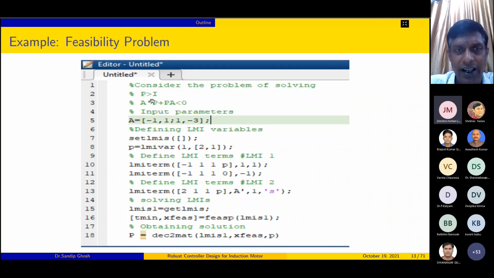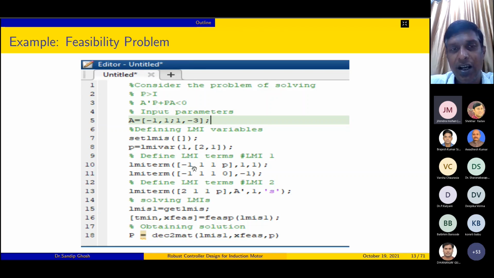See this green text. The first part says that the constraints are given. We have to find a P matrix that is greater than the identity matrix, satisfying the Lyapunov inequality A transpose P plus PA less than 0. The A matrix data is given. Then we define these inequalities here. First define the dimension of the element. So this is a 2 by 2 matrix, so P is also a 2 by 2 matrix and it is symmetric. So this is the syntax for defining the variables.